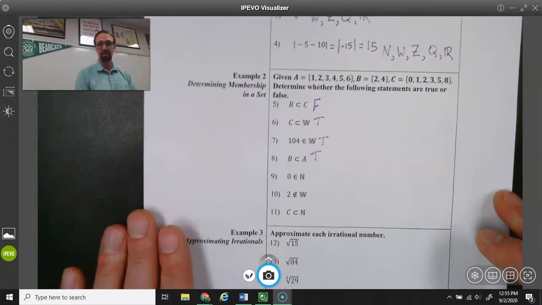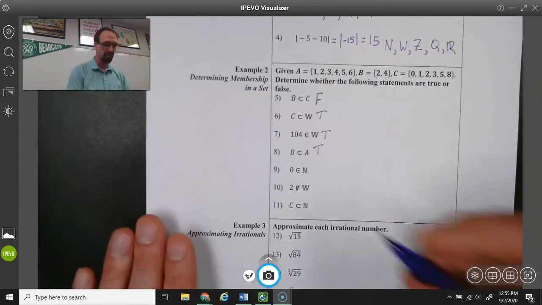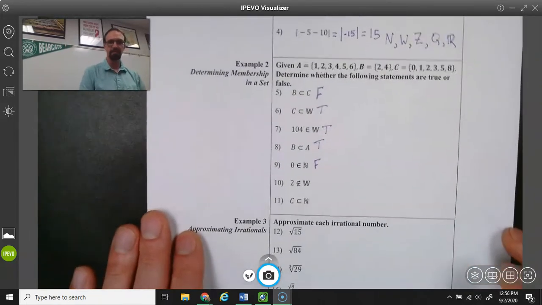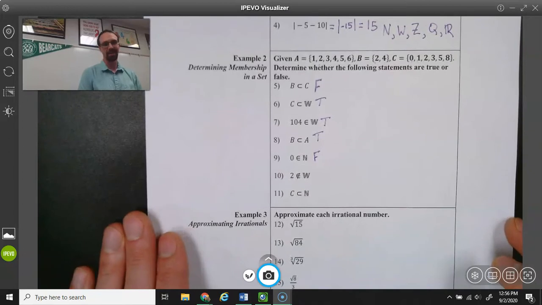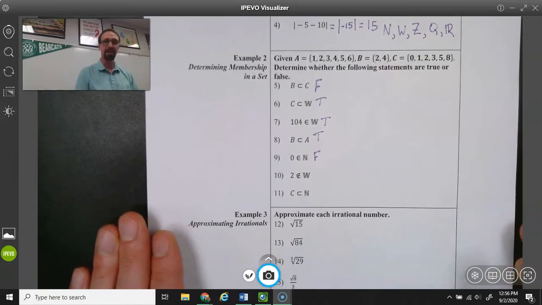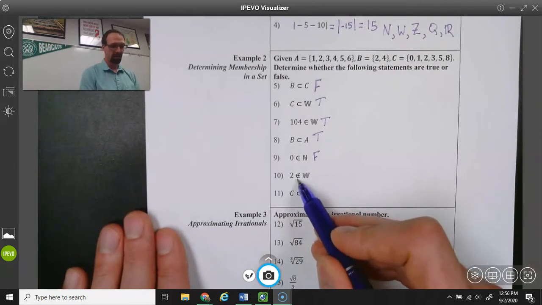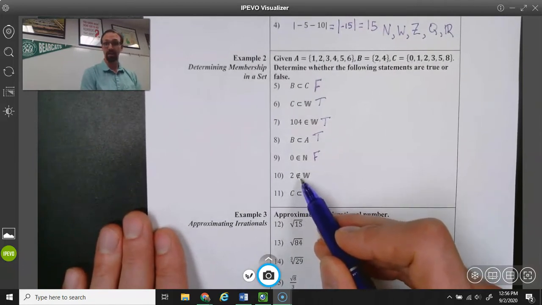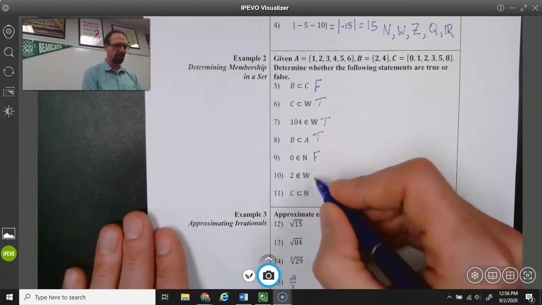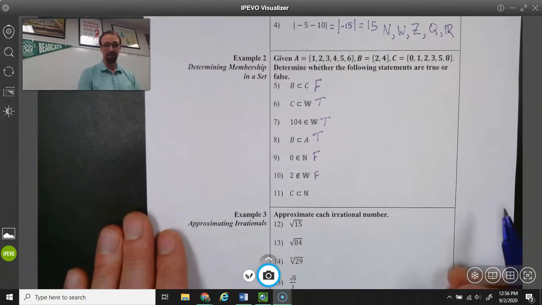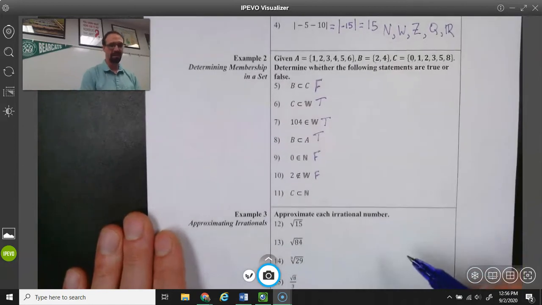0 is an element of the natural numbers. That's false. Remember, 0 is an element of the whole numbers, but not an element of the natural numbers. This says 2 is not an element of the whole numbers. Now, thinking about this, is this statement true or false? Well, that's false. 2 is an element of the whole numbers. So what it's saying is incorrect.